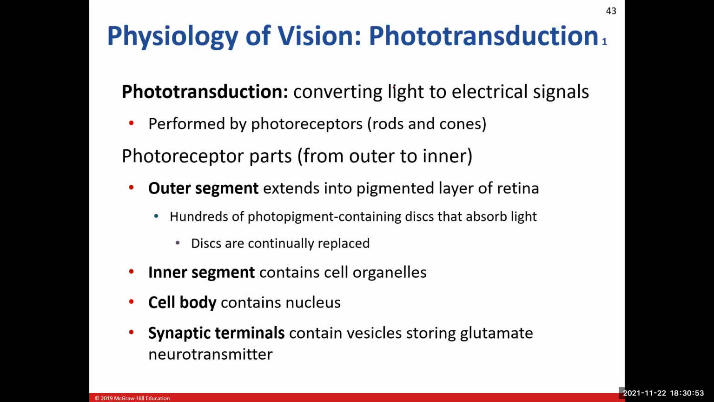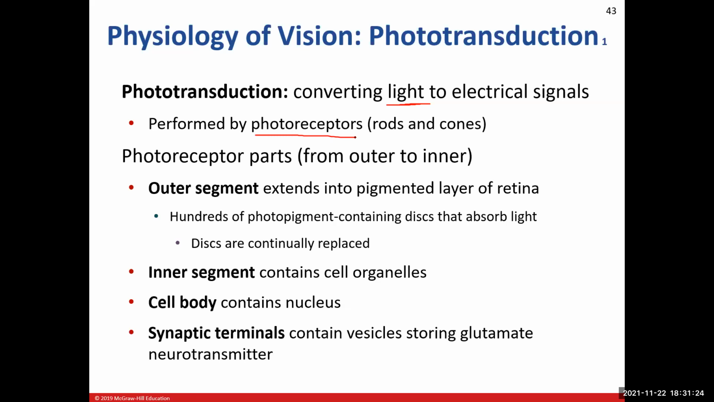So in this case, when we talk about phototransduction, we need to convert that light energy into electrical signals. And so this is going to be performed by our photoreceptors. And there's two types. We have our rods and our cones. And we'll get into the specifics of those two different types of photoreceptors. But let's just look at the general appearance of a photoreceptor. There's four parts. We have an outer segment, an inner segment, cell body, and the synaptic terminals here.